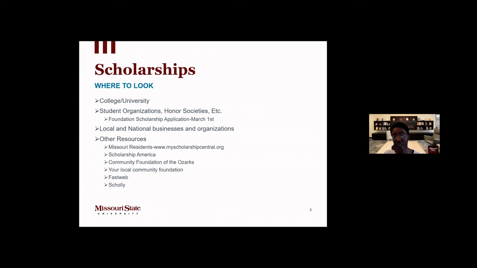And of course, we have all heard of FastWeb. I include it just because it's the most popular. The only thing about it is they do sell your information, so you'll get spammed, and your email account will get full of advertisements just to search for scholarships. An alternative to that is Scholly. It is a search engine that you have to pay for, but that's just because they're not making money off of selling your information to different organizations and advertisers.